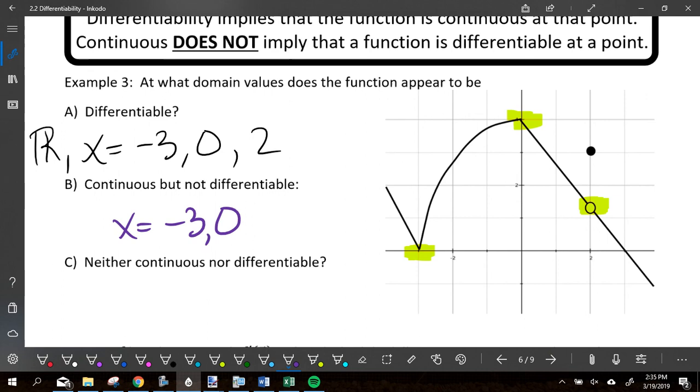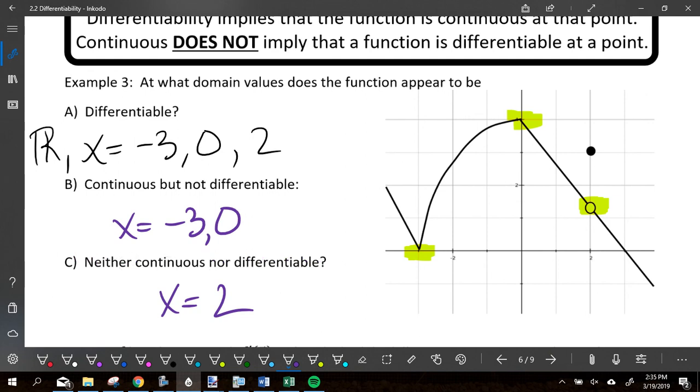When is it neither continuous nor differentiable, Maya? Yep. And why is it not differentiable? There you go. Yep. It's not differentiable because it's not continuous. And so they didn't even have to put this part. If they just said not continuous, then it's 2. And that's the end of the story.